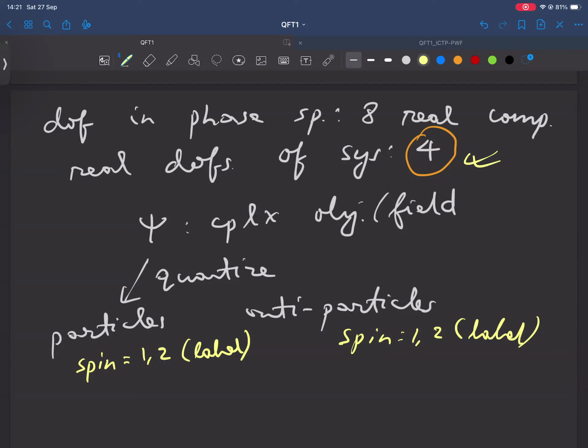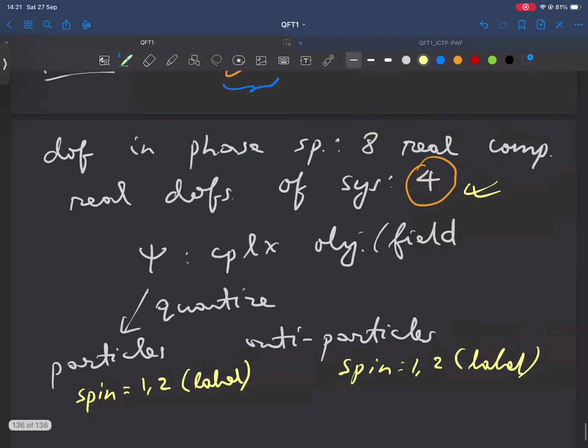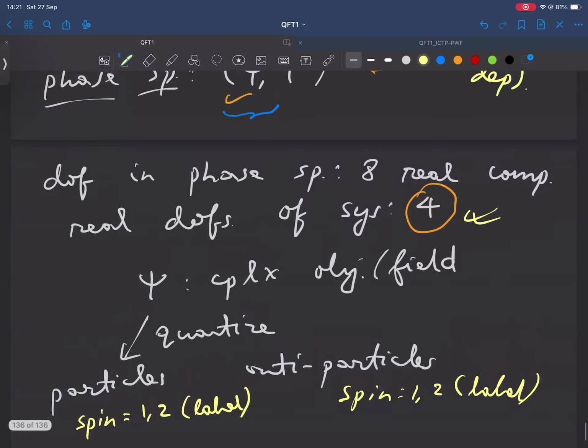That degree of freedom is what we are calling spin. But later we will see that this is indeed the spin half up and down for the particle and the spin half up and down for the antiparticle. So that matches this counting, and that counting comes from seeing how many degrees of freedom the spinor field has.